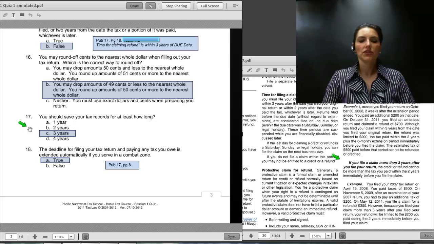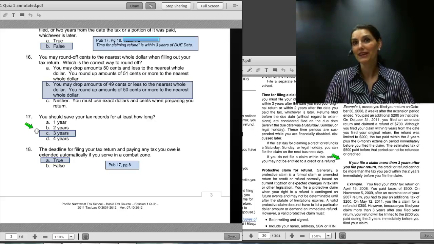17. You should save your tax records for at least how long? Well, the IRS says 3 years. I personally think you should keep them forever. How hard is it really to keep records forever? Well, for a lot of people, apparently, it is a big deal to keep them even for, I don't know, a week. But the safe answer that IRS recommends is 3 years.